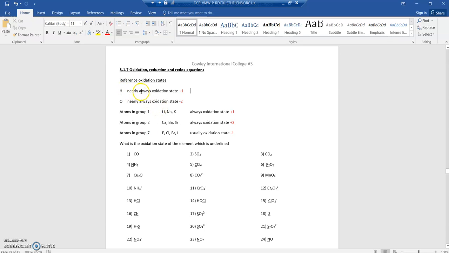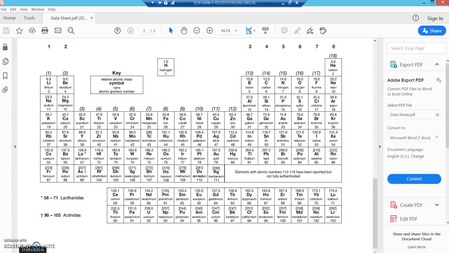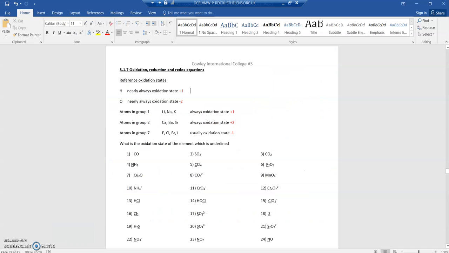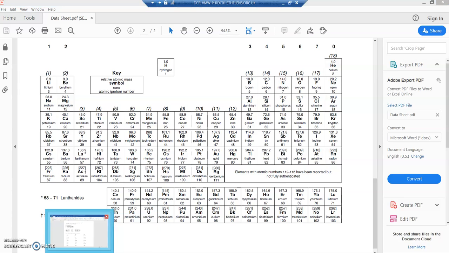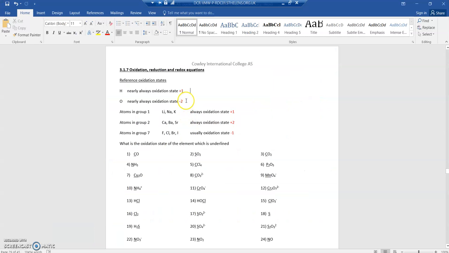So, hydrogen. If we go back to our data sheet, our periodic table, hydrogen is in group 1. It should really be over here, but it's in group 1. It's got 1 electron in its outer shell, so it would form a plus 1 oxidation state. Oxygen in group 6, gain 2, 2 minus, minus 2 oxidation state. And they're really good as references because they always form that.